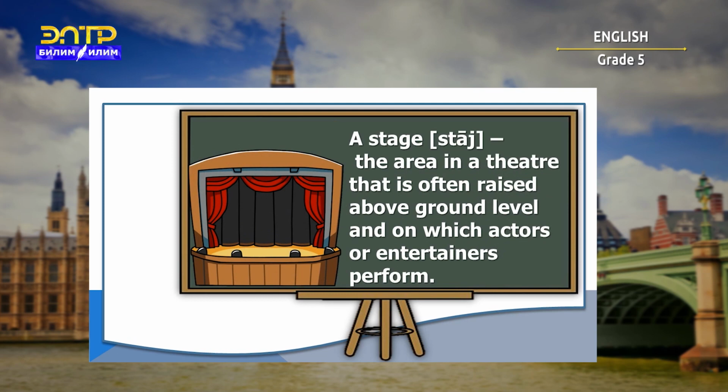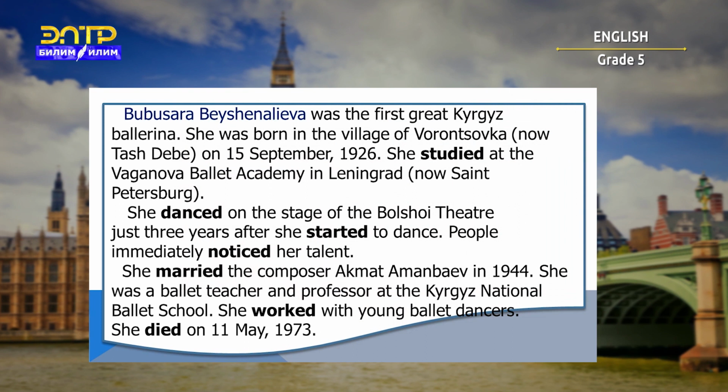It's time to read the text. While reading the text, pay attention to the marked words. Let's listen and read. Babusarabi Shanalieva was the first great Kyrgyz ballerina. She was born in the village of Vorontsovka, now Tashdebe, on September 15th, 1926. She studied at the Vaganova Ballet Academy in Leningrad, now St. Petersburg. She danced on the stage of the Bolshoi Theater just 3 years after she started to dance. People immediately noticed her talent.